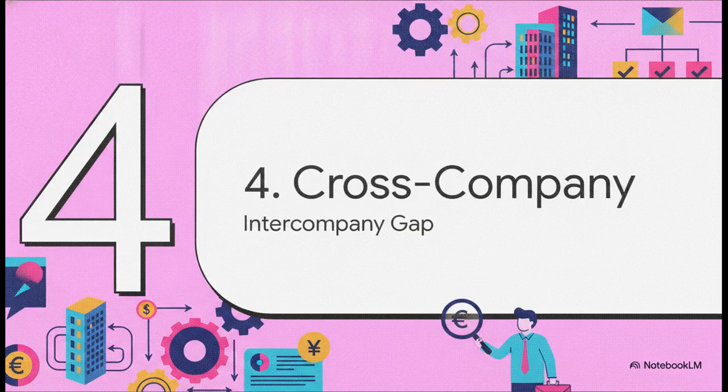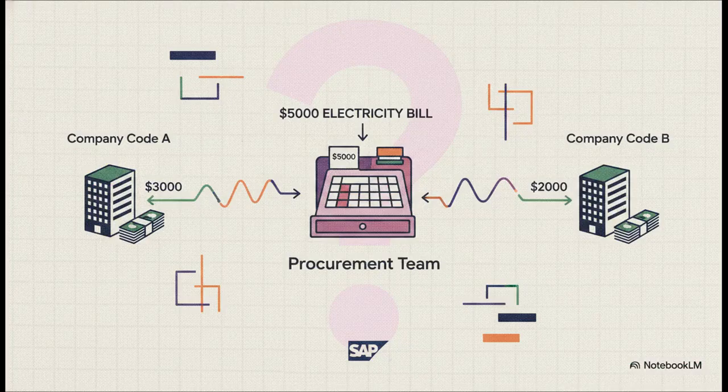All right, Section 4, Cross-Company Code Transactions: Bridging the Intercompany Gap. Now, this is where you really earn your consultant's stripes. Picture centralized procurement paying a $5,000 electric bill. $3,000 is for their own office in company code A, and $2,000 is for a sister facility over in company code B. So what exactly goes down behind the scenes in SAP?